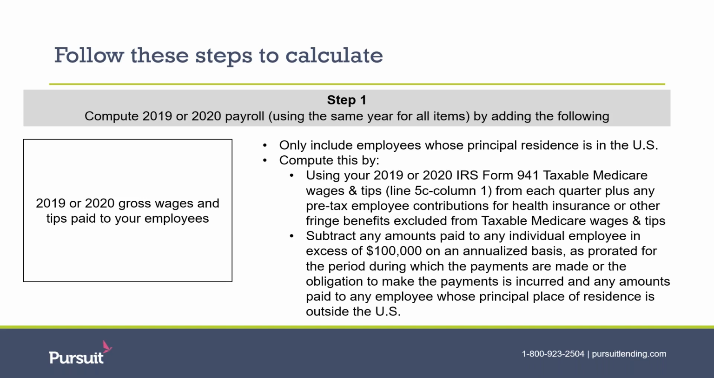The next step is to calculate the employee salary number. Again, this can be utilized from your IRS Form 941, IRS Form 940, or your third-party payroll processing records. We will only utilize employees whose principal residence is in the United States for this calculation. In addition, employees have a maximum of $100,000 salary on an annual basis.